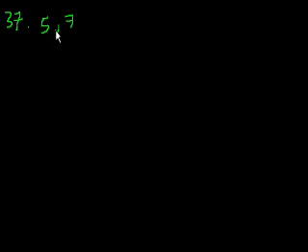Next question. 37. If a positive integer n is divisible by both 5 and 7, then n must be divisible by which of the following? Let's see, they give us a couple of choices, 1, 2, and 3.